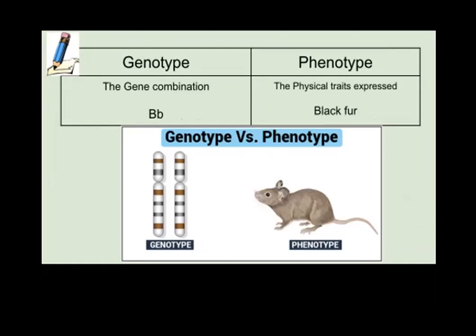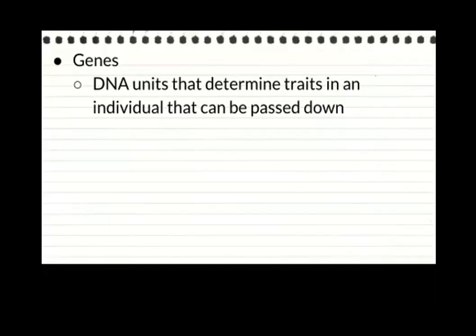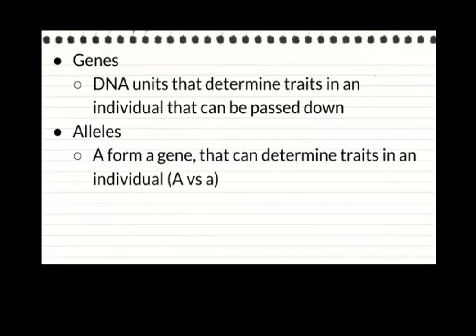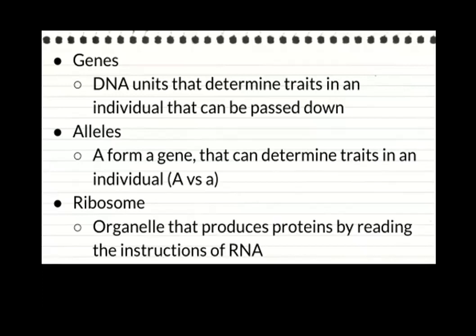We then looked at and defined genes, which are just DNA that codes for a trait that can be passed down. An allele is a form of a gene, and we've been using these as different letters. And then a ribosome is the actual organelle that will read the messenger RNA to make that protein. We're going to go through this process today, okay?